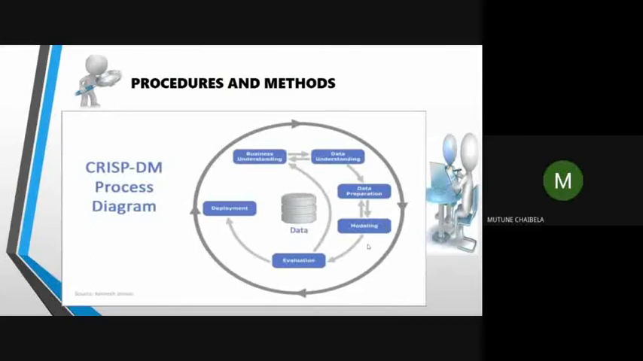Then the fifth phase is evaluation, which generally involves the evaluation techniques to be used, considering the efficiency versus the effectiveness of the algorithms. Then the sixth phase is deployment, which generally involves determining how the model results will be presented to the end users and also identifying end users that will need to use the model results.